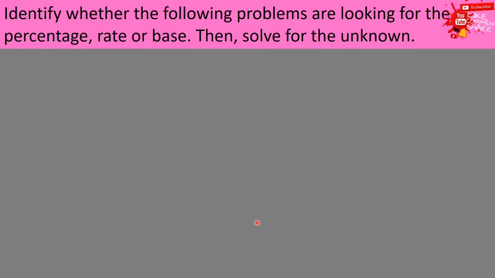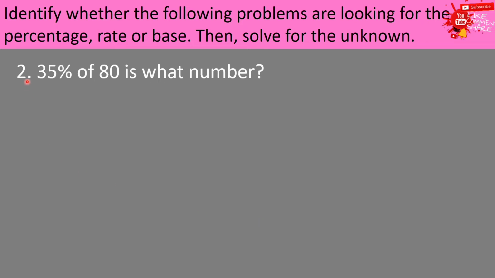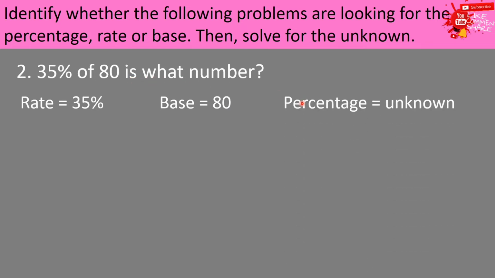Let's have example number 2. So, 35% of 80 is what number? So, take note that we have here the percent sign. So, automatic rate is 35%. Since 80 is the number beside of, yung katabi ng word na of, so that will be the base. So, base is equal to 80. Since the unknown is beside the word is, so therefore, we are looking for the percentage. So, percentage is the unknown. So, we are looking for percentage.